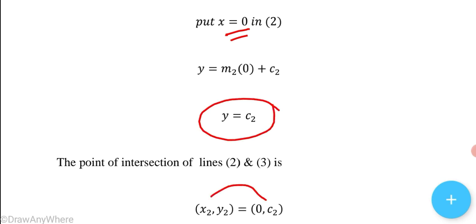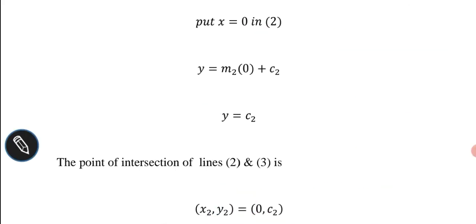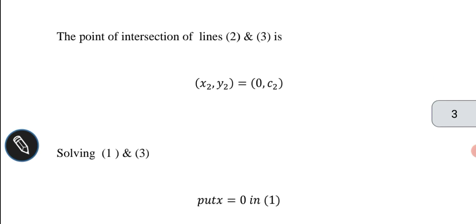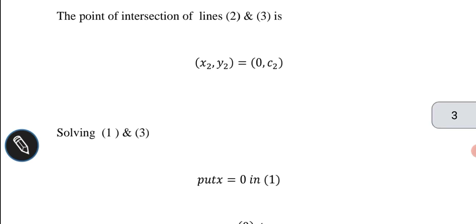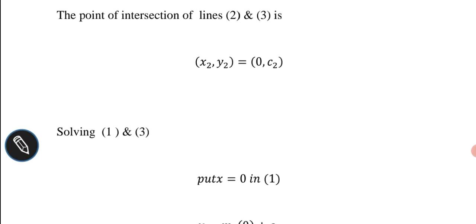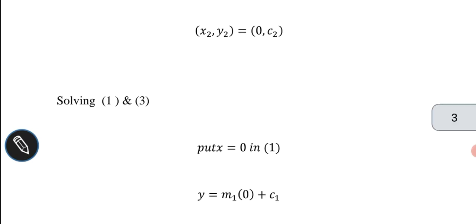From this we can calculate the y value, which is y2, equal to c2. Now we have to solve equations 1 and 3 so that we can find the third coordinate x3, y3. Since equation 3 is x equal to 0, put x equal to 0 in equation 1.